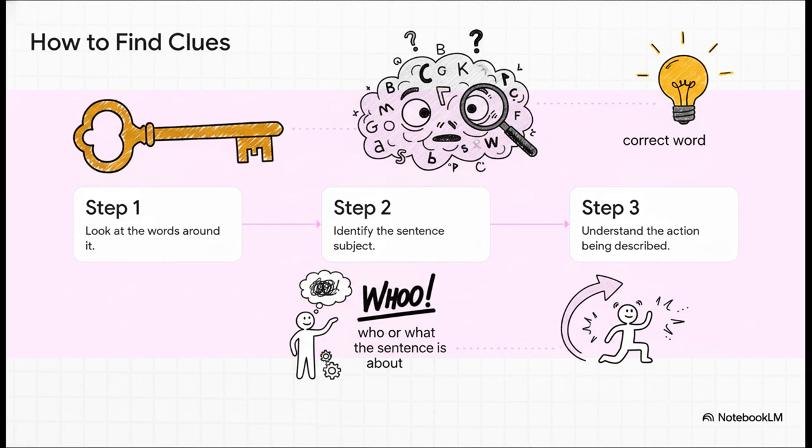So how do we actually use this master key? Well, it's a pretty simple three-step process. First, just scan the words around it for clues. Second, figure out who or what the sentence is about. And third, really understand the action that's happening. You put those three things together, and they will always point you to the right word.